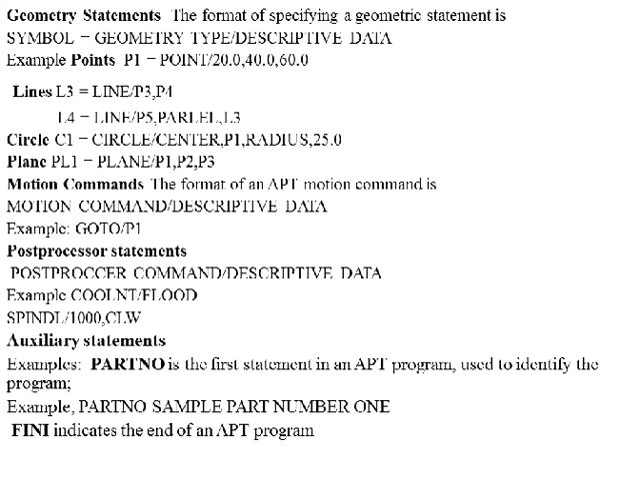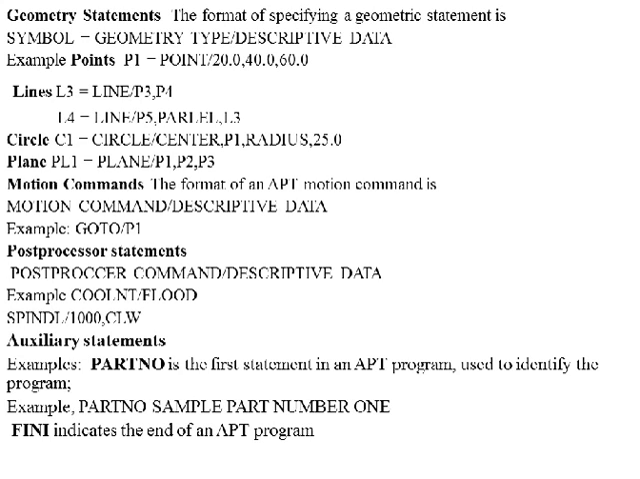Similarly, we'll discuss some other commands, like motion commands. The format for specifying a motion command is motion command slash descriptive command. As we discussed, motion commands are used for directing the motion of the tool. One example is GOTO slash P1. The meaning of this statement is that the tool has to go to point P1 and perform the required task.